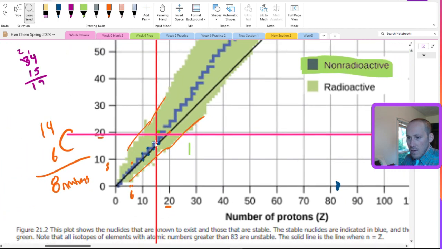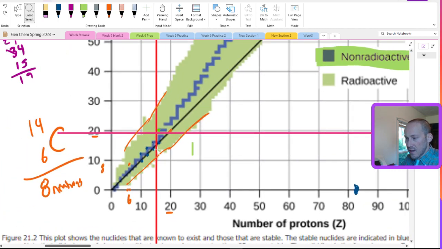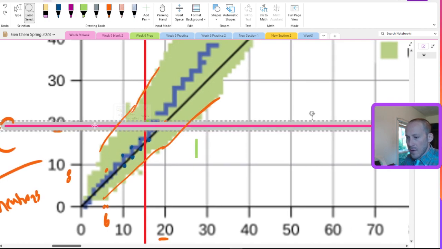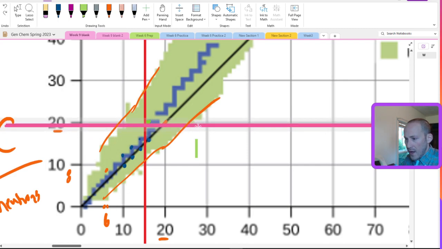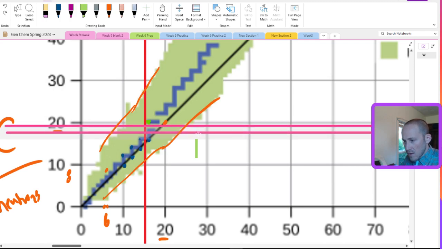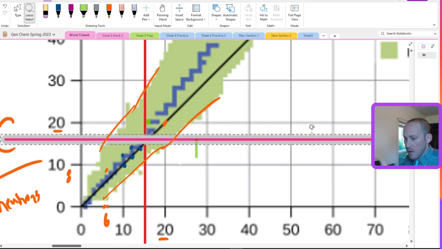Well, okay, so we're at 15. What if we did alpha emission? If we lose 4 from right here, so we go from 19, we're at 19, 17, 16, 15. There we go. Now we're on that blue line.